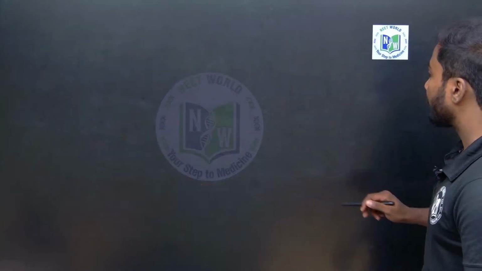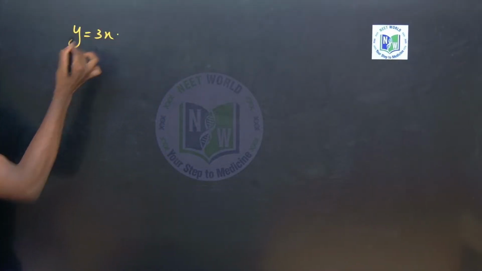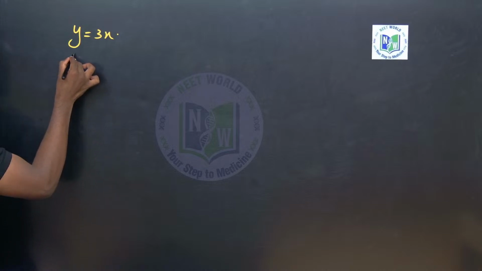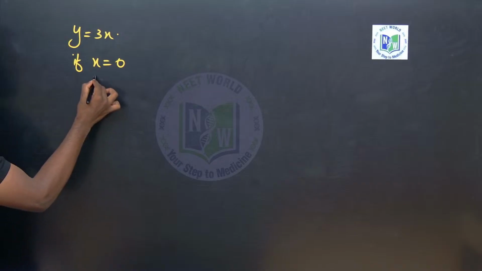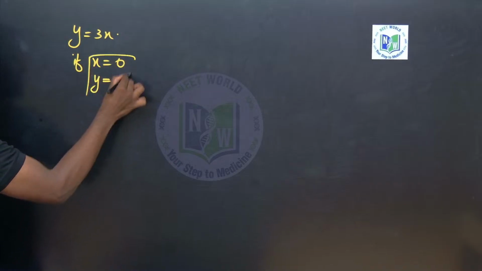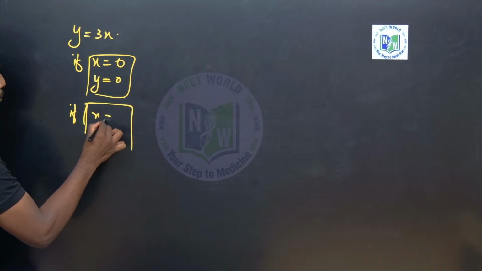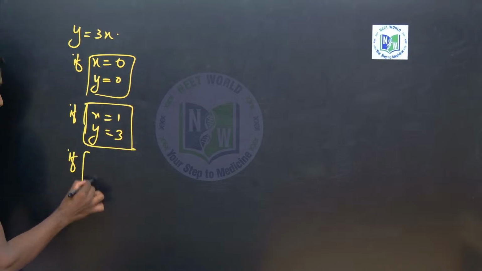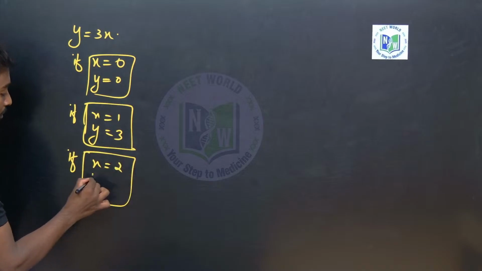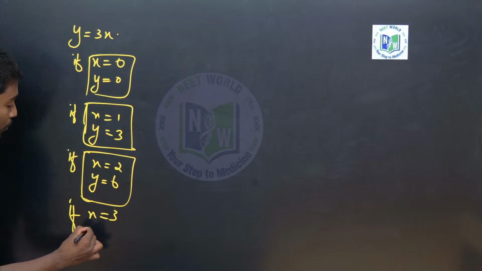I will take a new slide here. So y is equal to 3x. Let me consider, if x is equal to 0, what is the y value? 0. This is the first. Second, if x is equal to 1, y will be 3. Third, if x is equal to 2, y will be 6. If x is equal to 3, y will be 9.